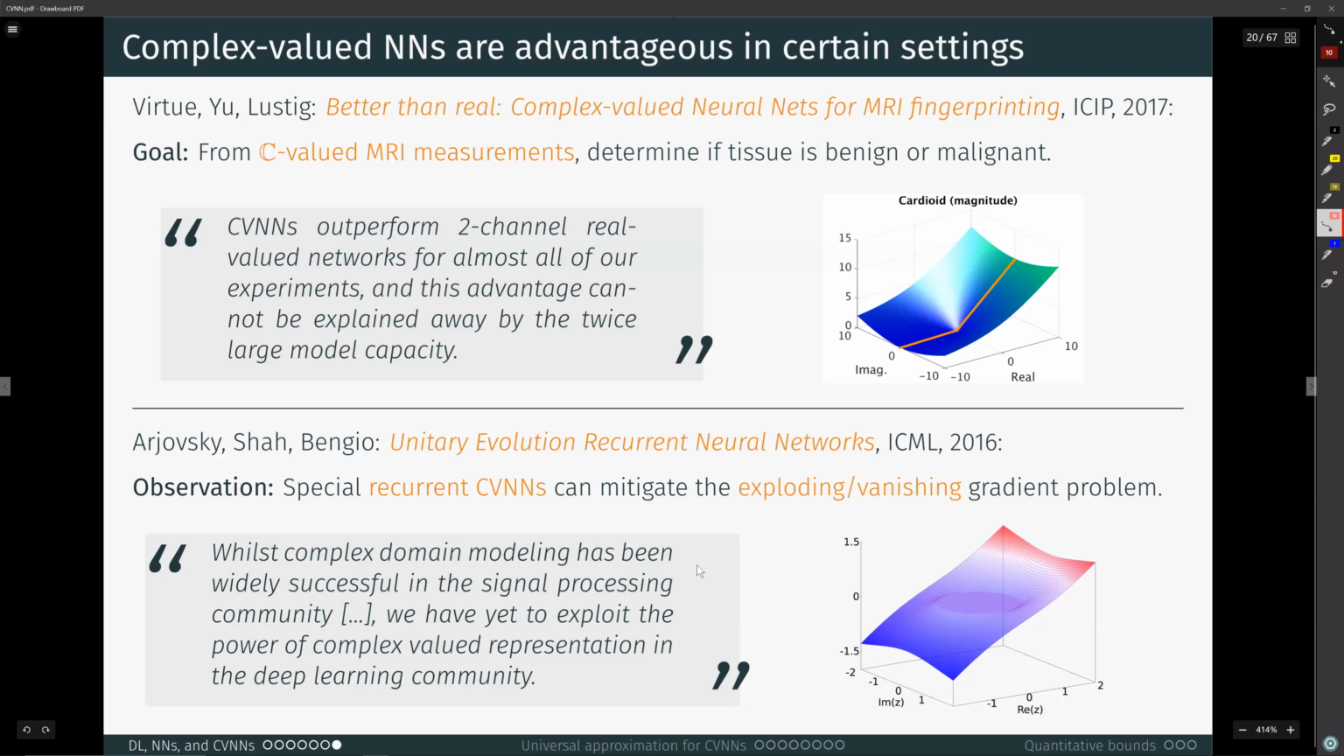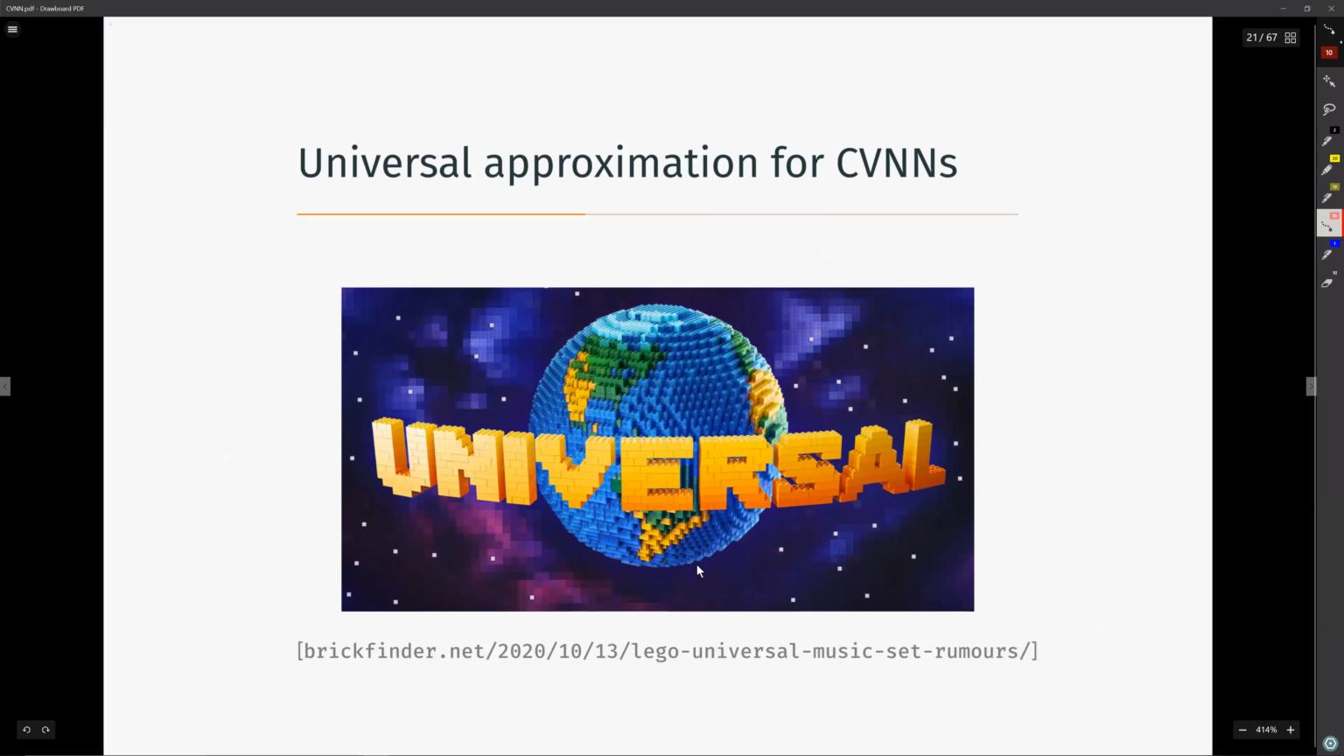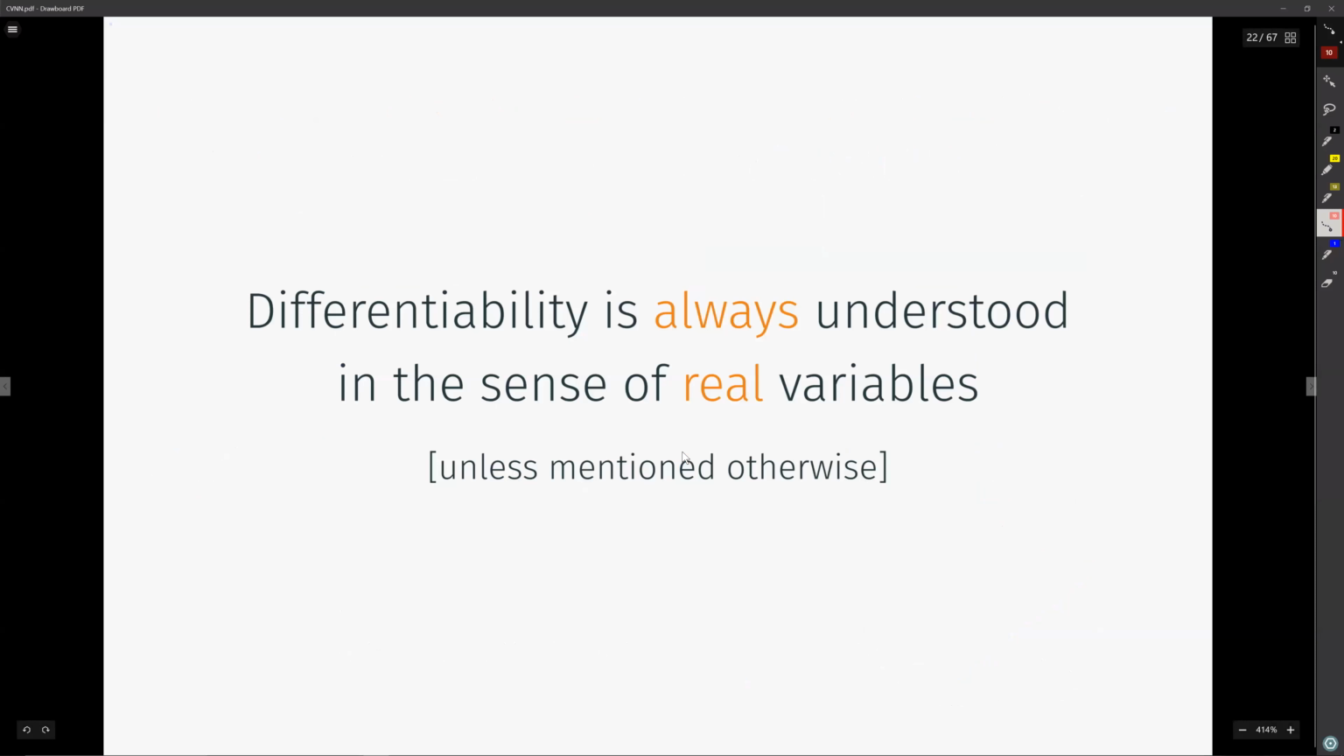So this is the universal approximation theorem for these complex-valued networks. Before I say anything else, I should say whenever I talk about differentiability in the following, it's always understood to be differentiability in the sense of real variables, so not holomorphic functions, unless I say otherwise, which will only happen once.